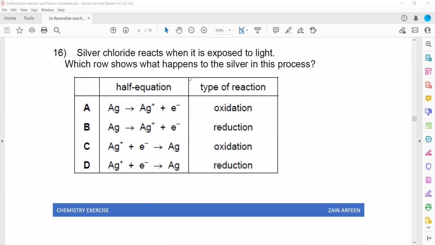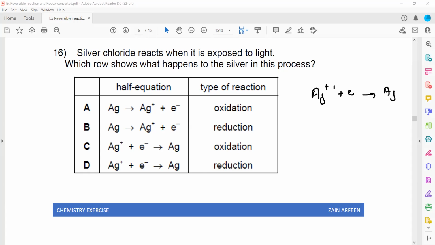So what happened? This is a photochemical reaction. In this photochemical reaction, a silver chloride, because of the light, the silver ion gains electrons and turns into a silver atom. That is how the photographic plate is developed. A photographic plate has a coating of silver chloride, but when the light falls, the silver ion turns into silver metal, so it will turn gray or black.